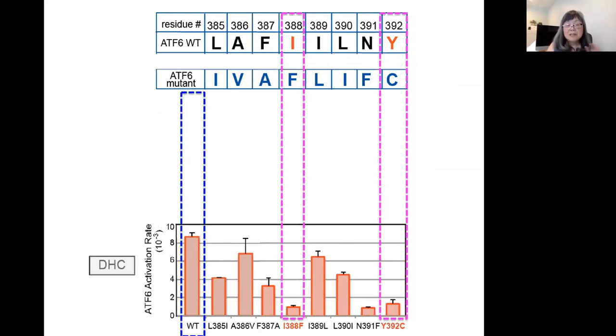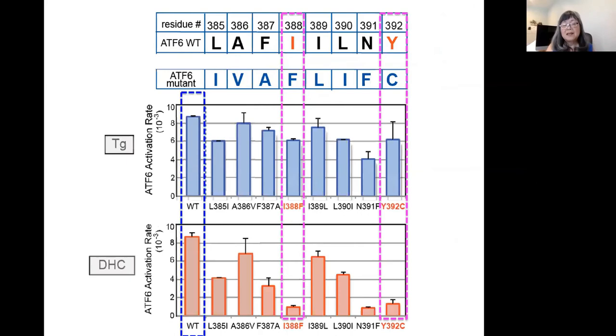But we didn't actually destroy the protein. We were very worried that by changing amino acids within the bilayer, maybe we're just creating unfolded proteins. And when we treated with DTT or thapsigargin, those single amino acid mutants are able to activate ATF6 quite robustly. So it appears that this transmembrane domain motif is sensitive to DHS and DHC.